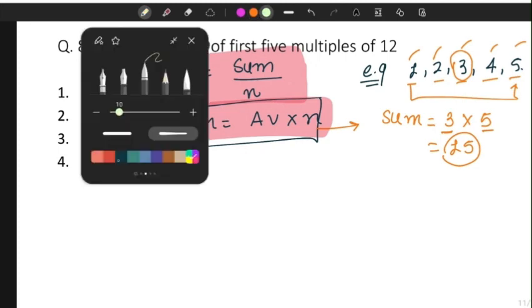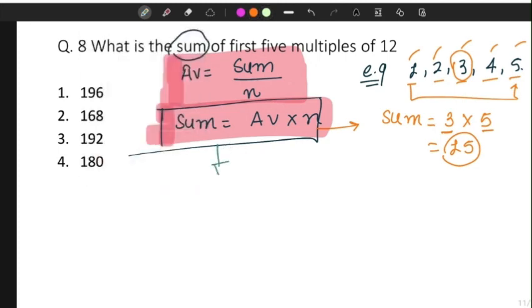Okay, so look here now. What are the multiples of 12? The multiples of 12 are 12 ones are 12, 12 twos are 24, 12 threes are 36, 12 fours are 48, 12 fives are 60. Okay, how many numbers are there? There are total 5 numbers. So the value of n will be 5.